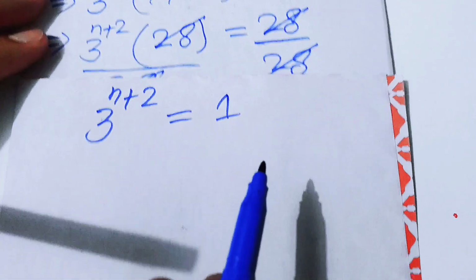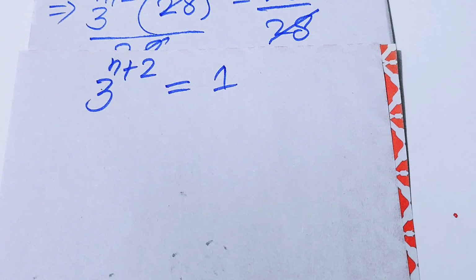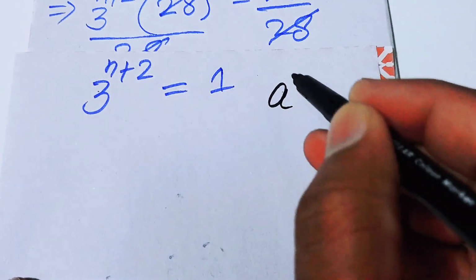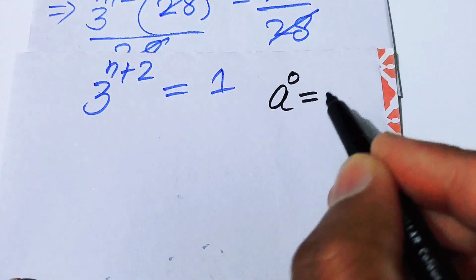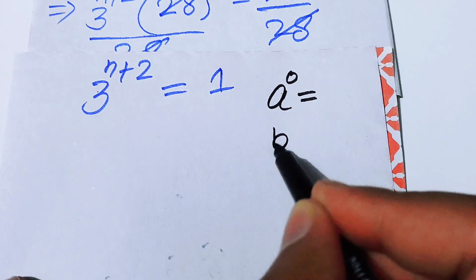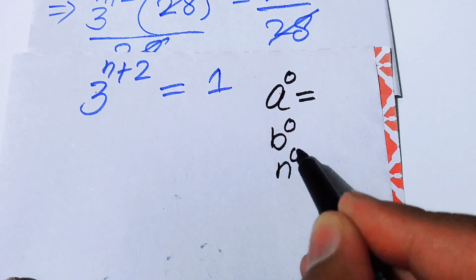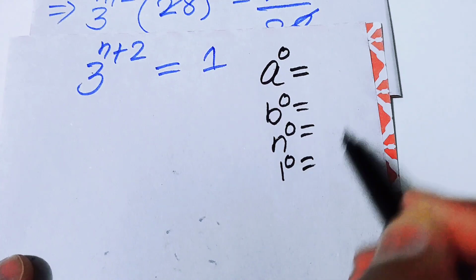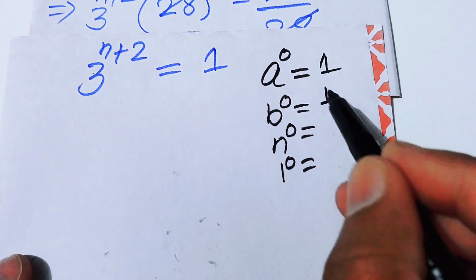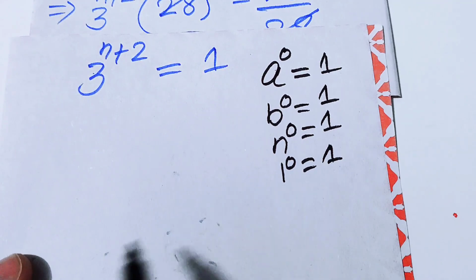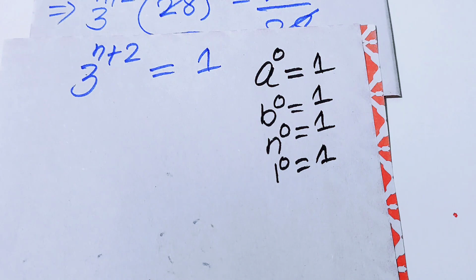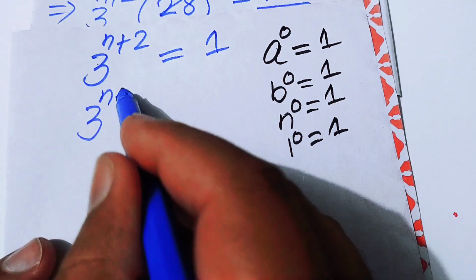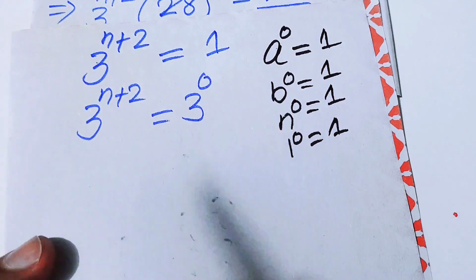Here you remember one fact about 1: if you have the exponent of any number as 0, that is a to the exponent of 0, b to the exponent of 0, n to the exponent of 0, 1 to the exponent of 0, if you have any number whose exponent is 0, it must be equal to 1. So all these are equal to 1, so I can write this as 3 to the power of n plus 2 is equal to 3 to the power of 0.